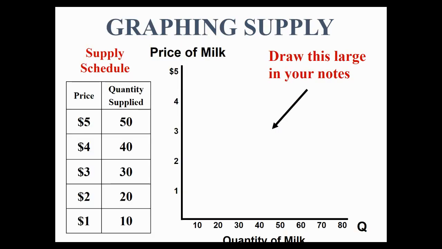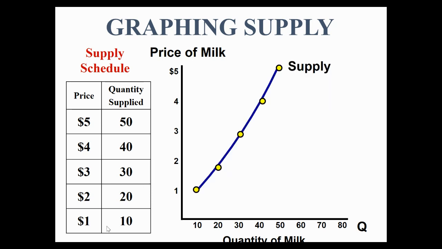So if we were going to graph, as we did with the demand curve in the previous module, we looked at milk. Well, let's look at milk again. So using the supply schedule we have here on the left, we can see that at a price of $1, the producer is willing to supply 10 gallons. But as the price goes up, it's willing to produce more and more. So you get this upward sloping to the right supply curve.